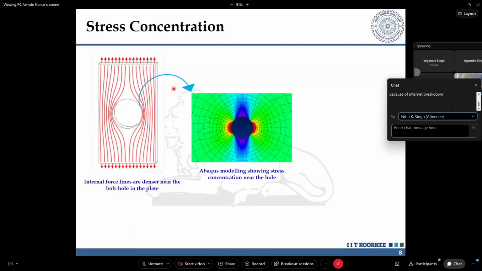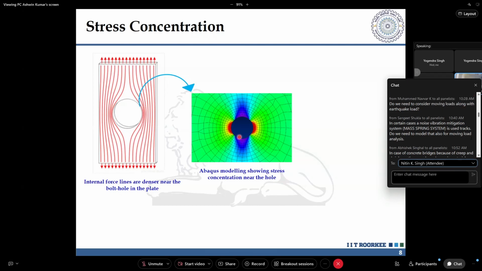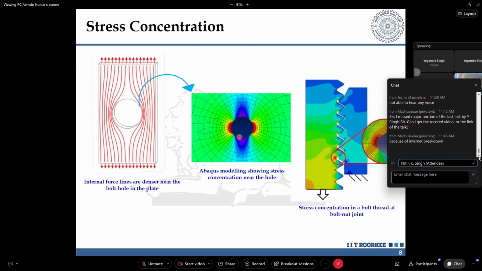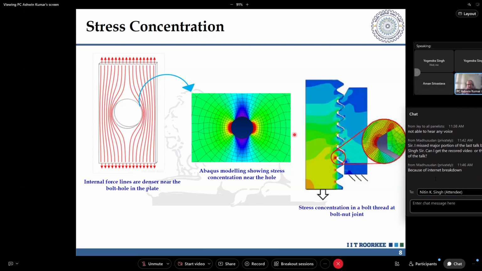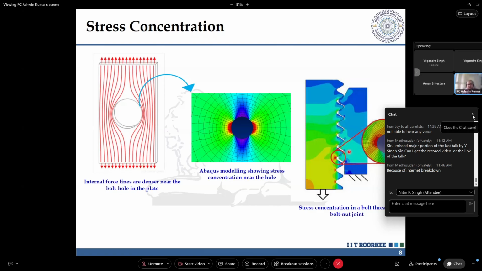Around the hole, you can see the internal force lines are very dense around the bolt hole. If you do a finite element analysis, you can see the stress range is very high. I mean, the stress concentration is very high. And this is not just in a hole or a weld, but it is also in the bolt, like you have threading around the bolt, and there is a dimension change between the head and the shank. So these are all the locations where stress concentration can occur.